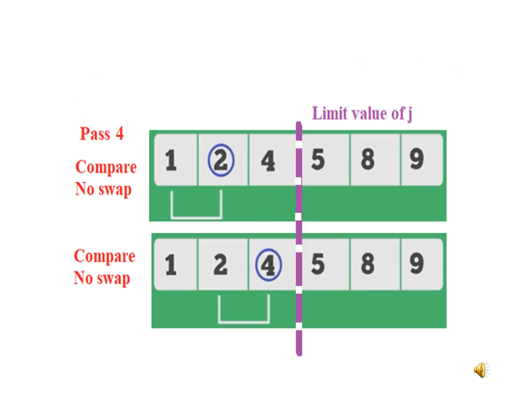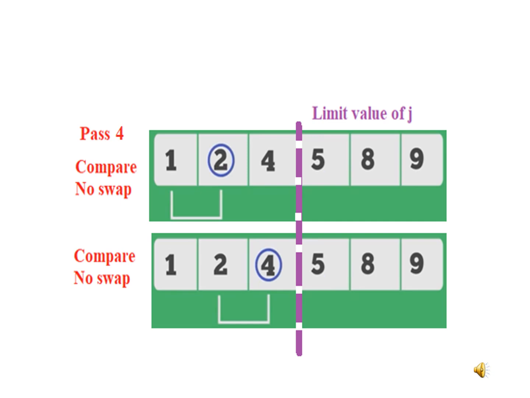Next we have to perform part 4. We have to compare 1 and 2. 1 is less than 2, so we don't perform swapping. Next we have to compare 2 and 4. 2 is less than 4, so we don't perform swapping. Next we have to compare 5 and 8. 5 is less than 8, we don't perform swap.